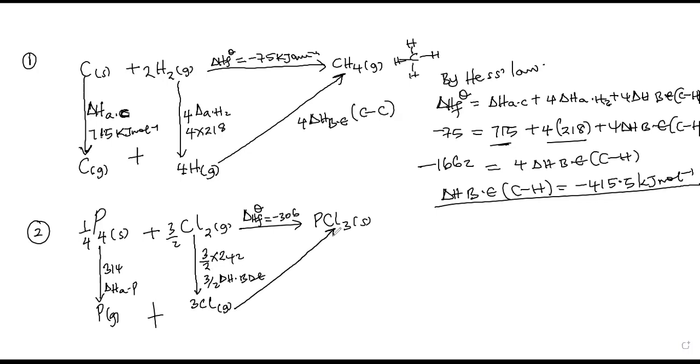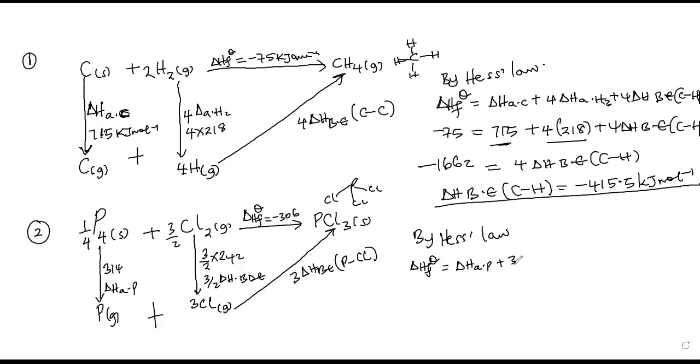Then when these combine, the phosphorus atom plus 3 chlorine atoms, we are going to form phosphorus trichloride. And as you can see, if this is phosphorus, we shall have a chloride, a chloride, and another chloride. So there are 3 phosphorus-chlorine bonds. Therefore, here we shall have 3 times the enthalpy of bond energy of which bond? The phosphorus-chlorine bond. Implying that if you apply Hess's law, our enthalpy of formation of phosphorus trichloride would equal the enthalpy of atomization of phosphorus plus 3/2 times the enthalpy of bond dissociation energy of chlorine, then plus 3 times the enthalpy of bond energy of the phosphorus-chlorine bond.